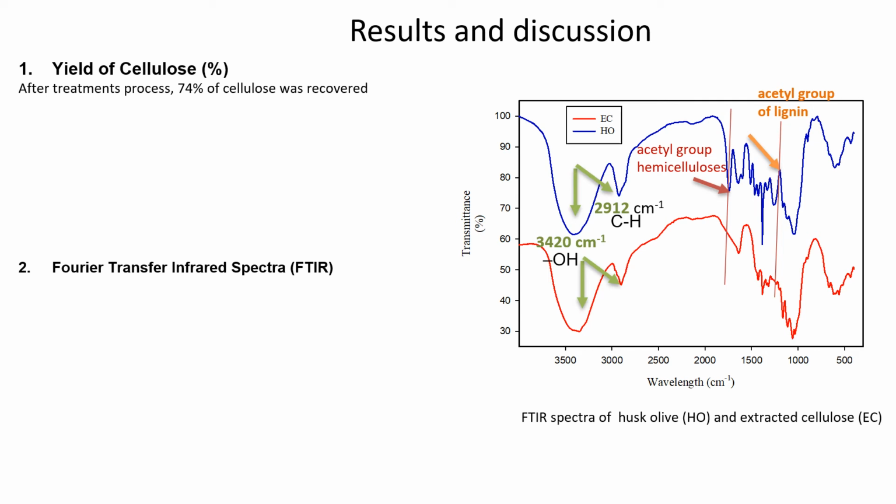So here we can say that after extraction, the FTIR result confirmed that we eliminated the lignin and hemicellulose. There is only cellulose as a result.